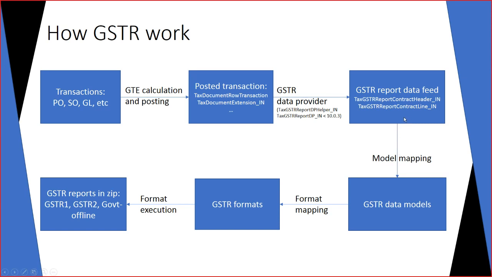Well, the working mechanism here is we will use these two classes to provide the data, and then through the model mapping. After model mapping is executed, all this data will be represented as GSTR data models, which we will see in detail from the GSTR data model configuration. Okay, and then all of the data of a GSTR data model will further be mapped to GSTR format through format mapping.